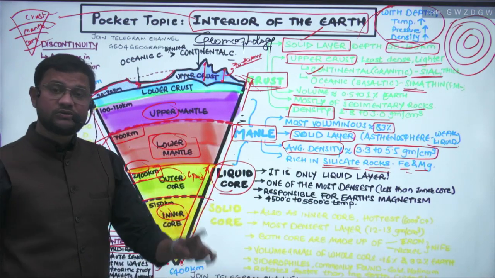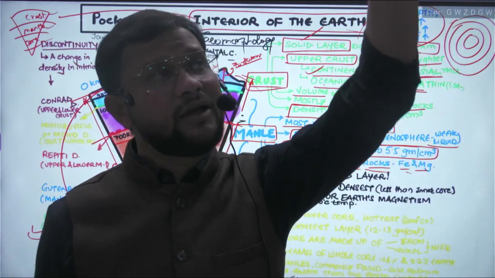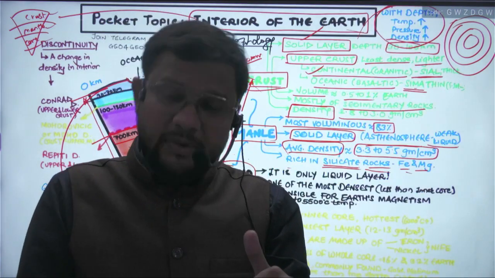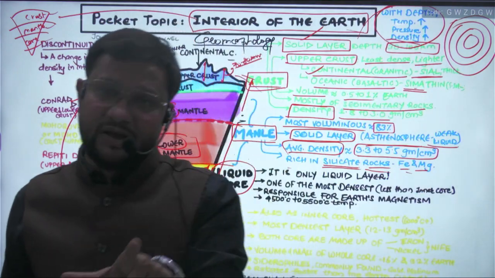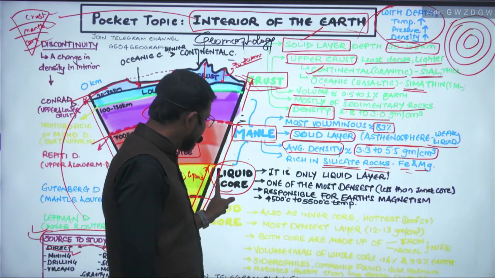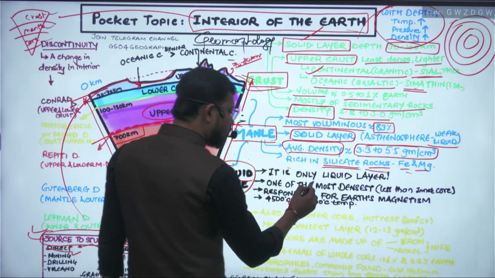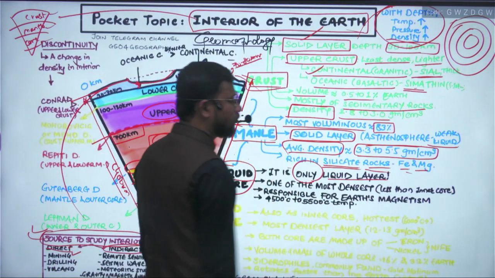Why? Because that is again in the liquid state of matter. It is just because of the underlying pressure on the surface, you will find the material that is made up of nickel and ferrous transforms into the liquid state of matter, and hence it is a liquid core as well. Now see, it is only a liquid layer in the interior.